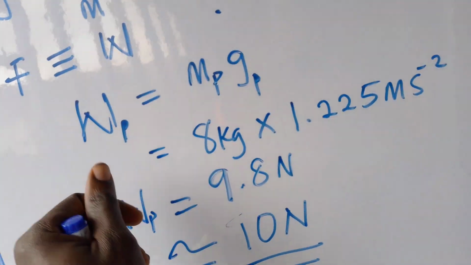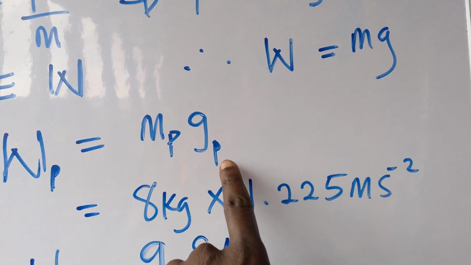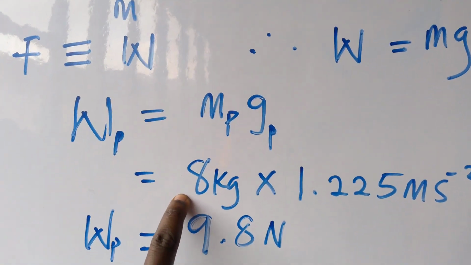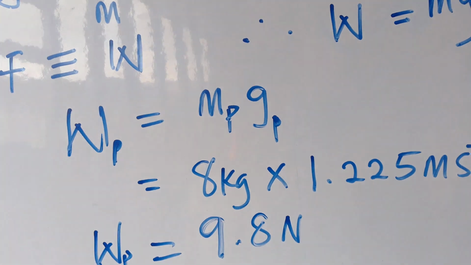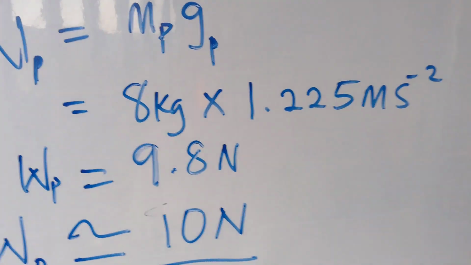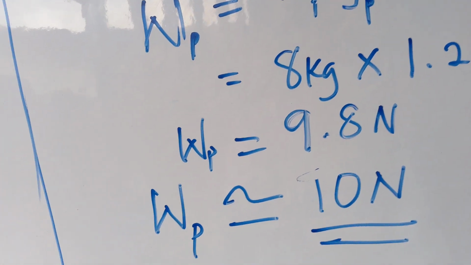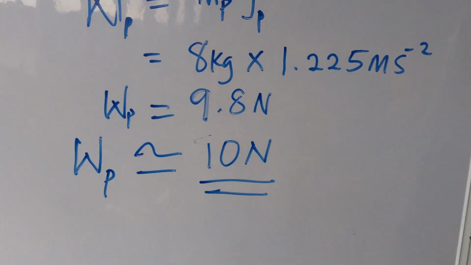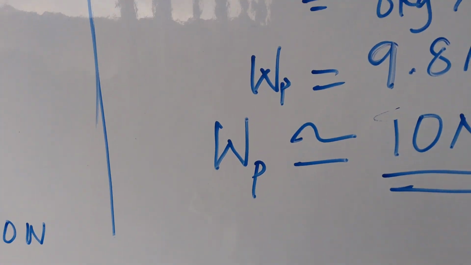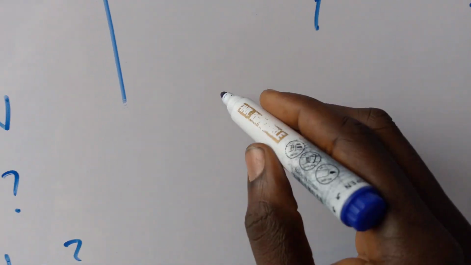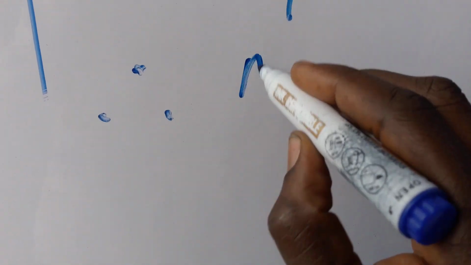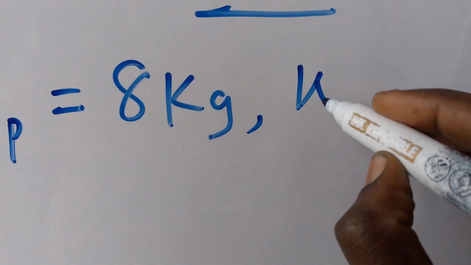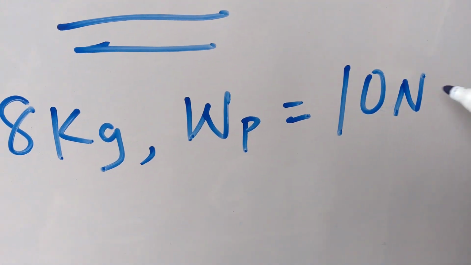Now, the weight of the object on the planet will be the mass of the object on that planet times the pull of gravity, or the acceleration due to gravity, on the planet. The mass of the object is 8, it remains constant. The acceleration due to gravity on the planet is 1.225. When I multiply 8 times 1.225, it gives me 9.8 Newton, and approximately we have 10 Newton to the nearest whole number. So that is the weight of the object on the planet. Therefore, the mass of the object on the planet is 8 kilogram, and its weight on the planet is 10 Newton.